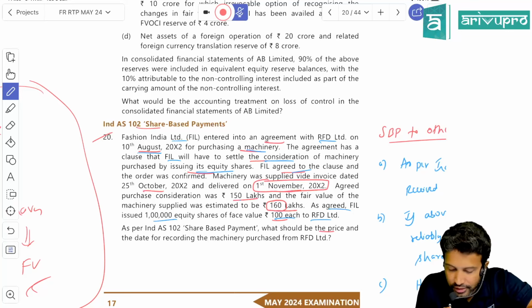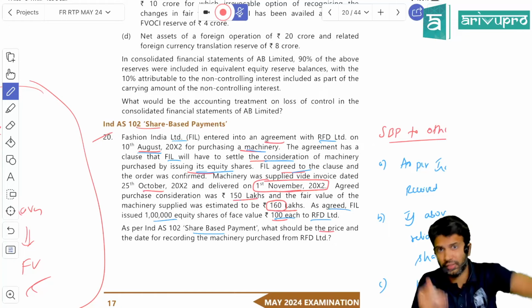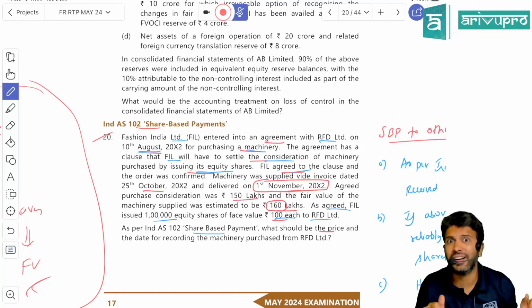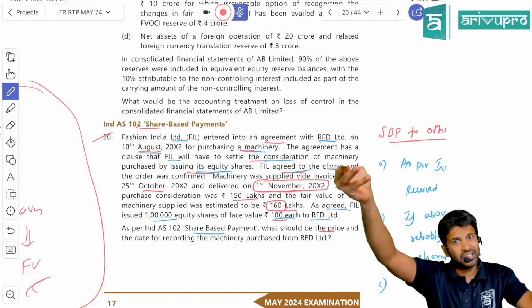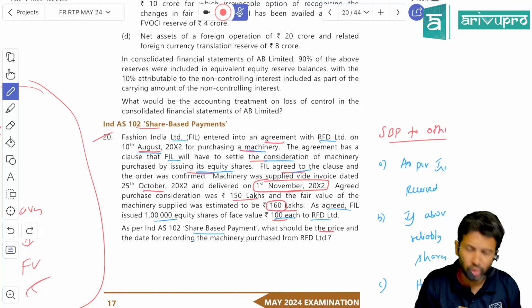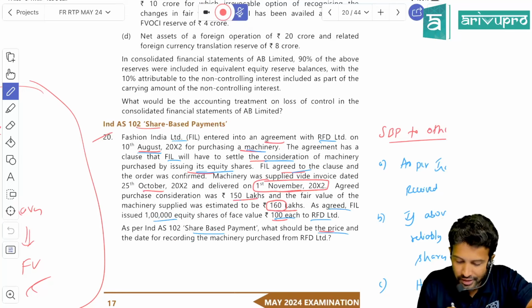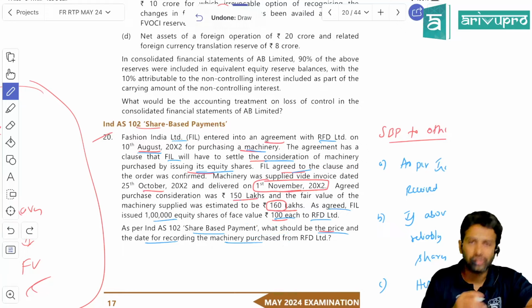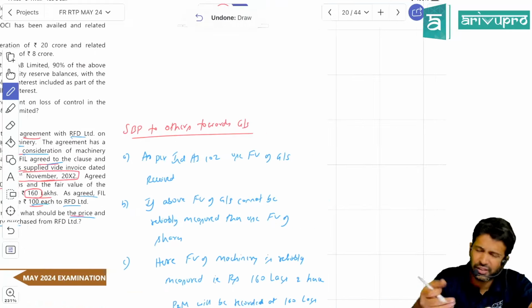Now, what they're asking is, as per Ind AS 102. So why will Ind AS 102 come into the picture here? You're giving shares, no? If you're giving the shares, then you have to apply the provisions of Ind AS 102 only. The shares can be given to employees, directors, or a third party, but still Ind AS 102 only gets triggered. Applying Ind AS 102, they are asking what should be the price and the date of recording the machinery. So at what price will you record the machinery and on which day will you record? They're asking. I have given some pointers over here.